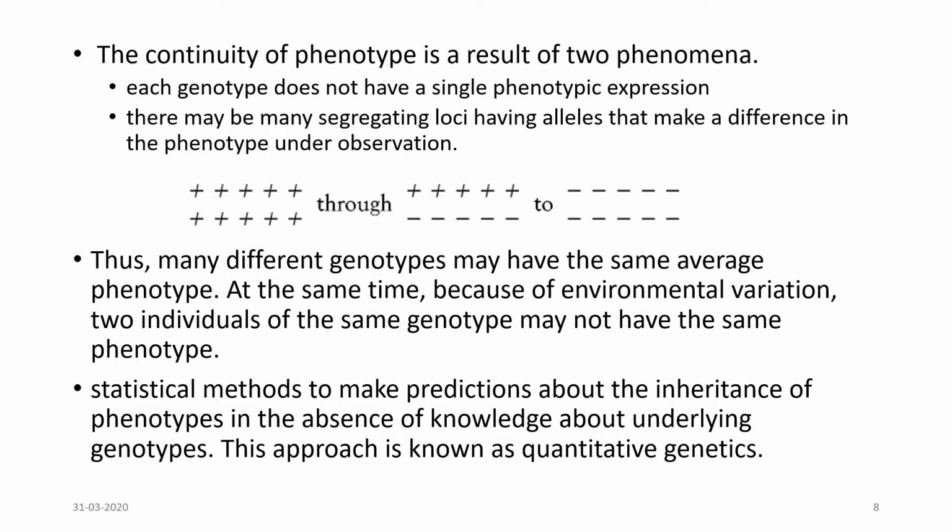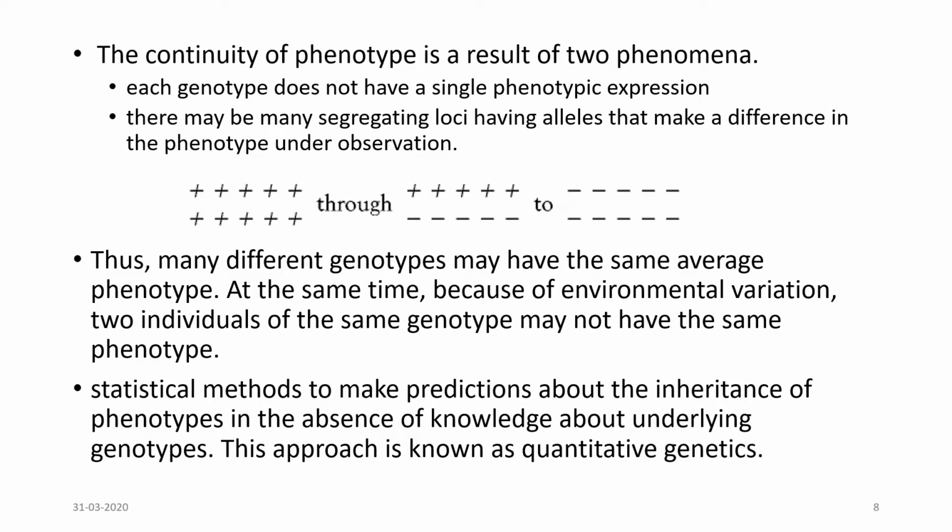Even if the 2-3 characters are additive, one can become a dominant character, which is similar to one of the parental types. So the in-between phenotypes can be masked. At the same time, because of environmental variation, two individuals of the same genotype may not have the same phenotype. Though genetically they are the same, they cannot behave the same because of environmental variation.